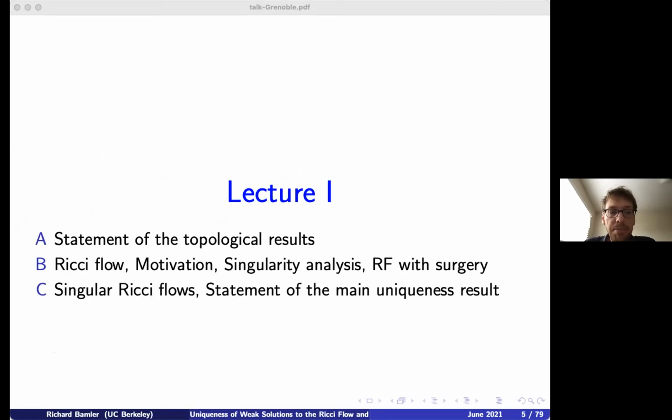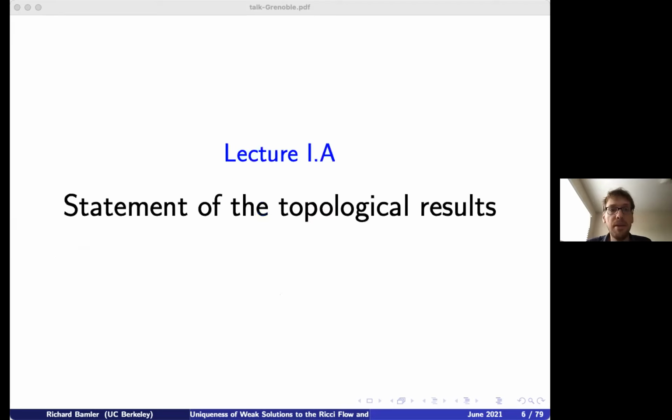And then in part B, I'll start with the analytic part of this lecture. I'll talk more about Ricci flow. I'll give a brief motivation on why we should look at Ricci flow, like what this may have to do with the main topological results. Then I'll focus on discussing singularities of Ricci flows and Ricci flows with surgery, and give you some of the background on Perelman's work. In the last part, I'll focus on singular Ricci flows. These are some improvements of Ricci flows with surgery, and I'll be able to state the main results. Okay, let me start with the first part, the topological results.